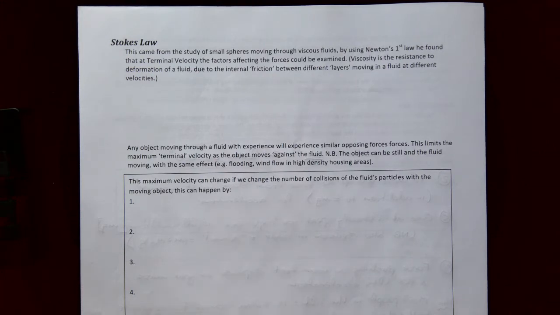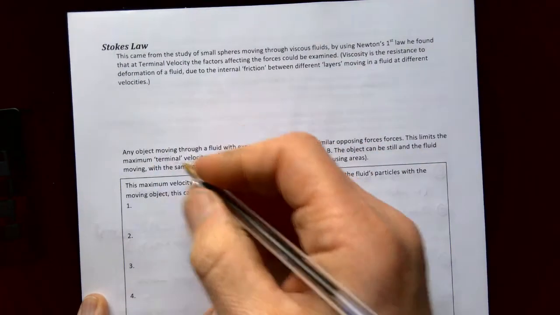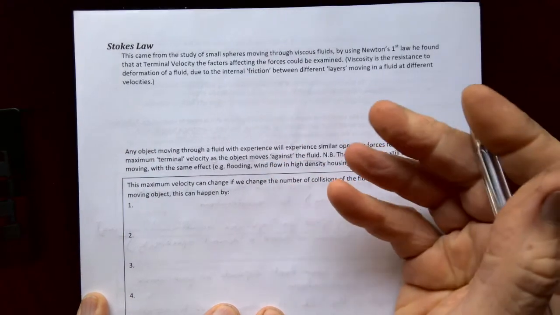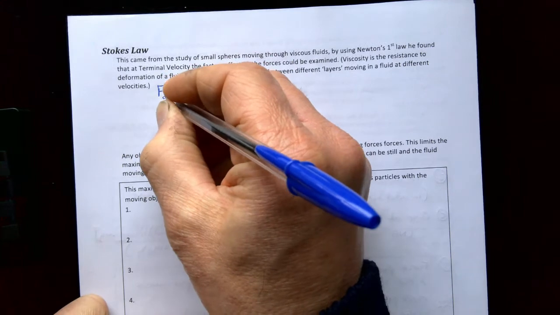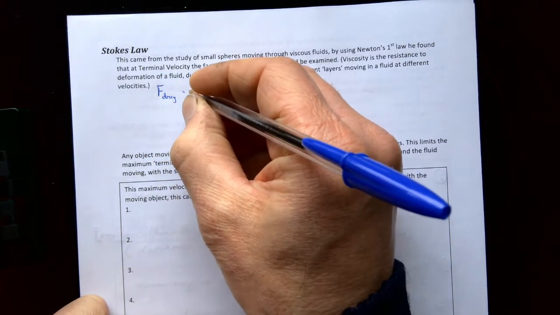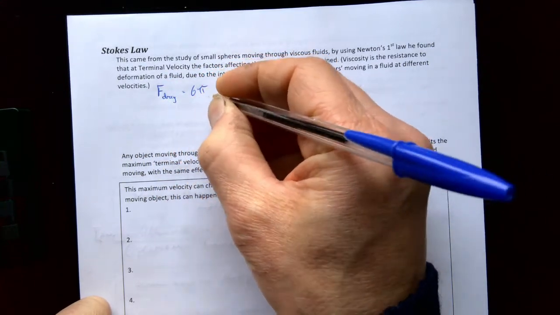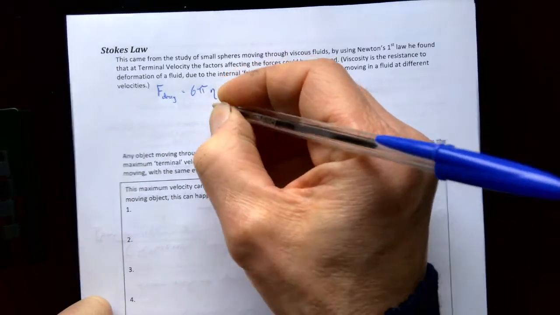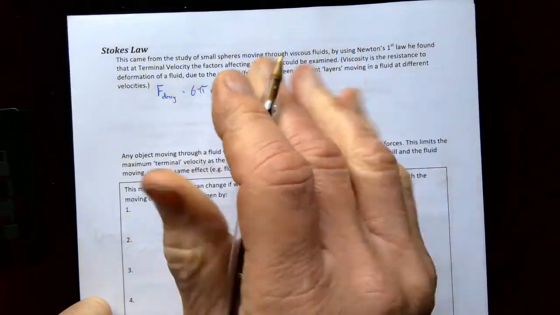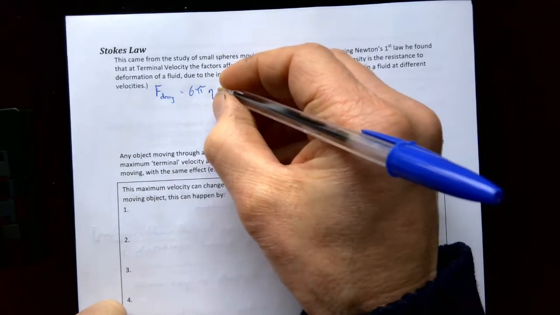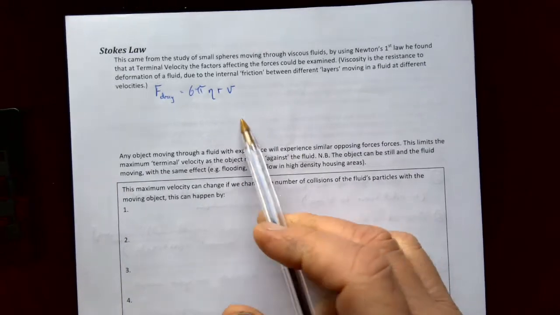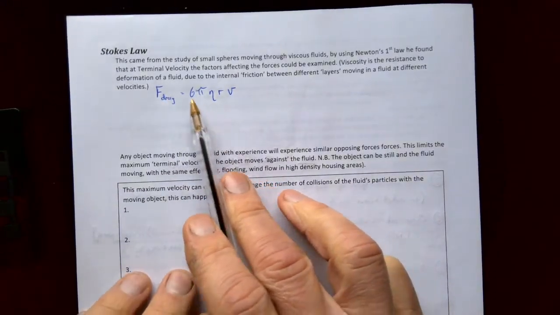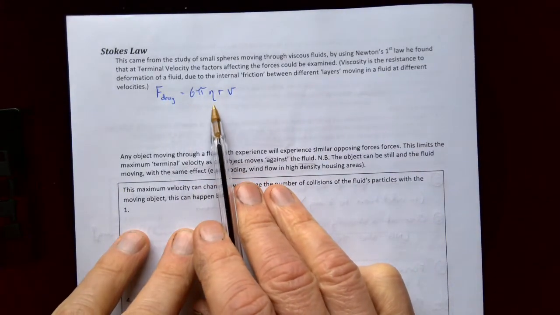Now the basic idea is using empirical evidence, i.e. using data, they came up with a law that said the drag force is 6 pi nu r v. Okay, this is not efficiency, it's a different use of nu, sorry about that, and radius and velocity. So this idea of the fluid flowing gave us this.